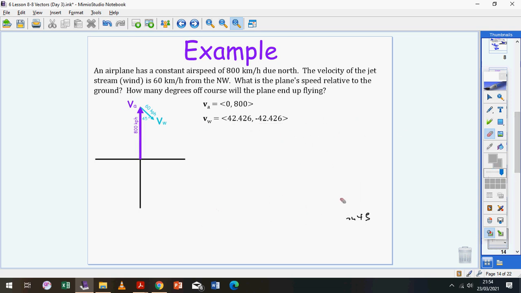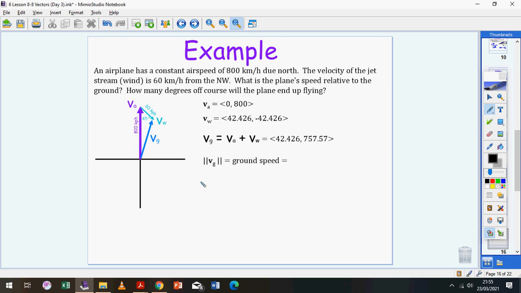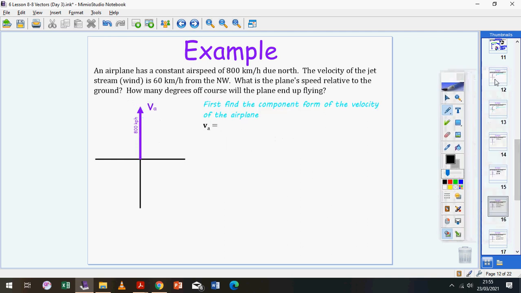So the ground speed will be the air speed plus the wind speed, or the ground vector will be the air vector plus the wind vector. So just add x component plus x component, y component plus y component, and then I can find the magnitude of that resultant vector, and that magnitude will be my speed, my ground speed. So the magnitude of that resultant vector is 759, which is the same thing I think that we got. Just checking. Yeah, 759, the same thing that we got.